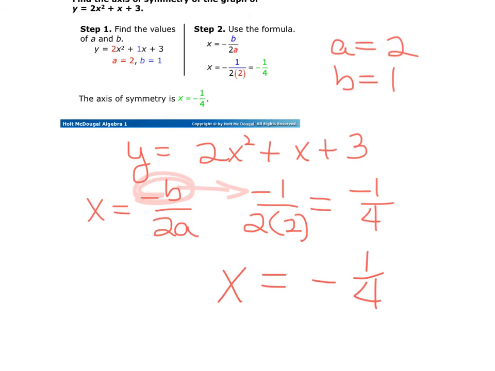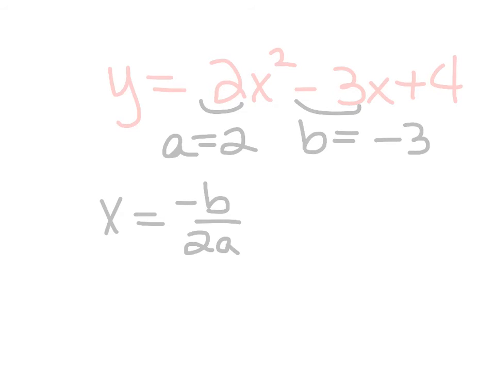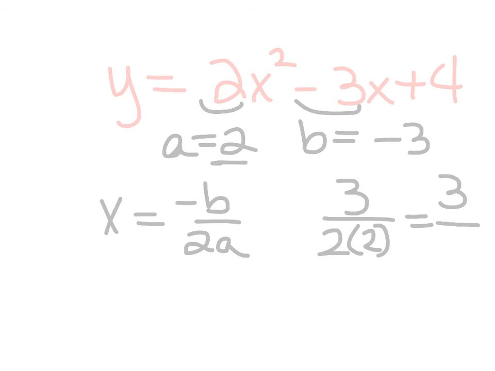All right, let's say we have this equation. Y equals 2x squared minus 3x plus 4. Okay, my A is 2. My B is negative 3. I'm now going to take the equation opposite of B over 2 times A. So opposite of B would be positive 3. And then 2 times this A is 2 times 2, and you get 3 over 2 times 2, and my axis of symmetry is going to be 3/4.